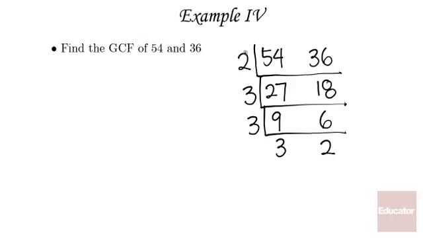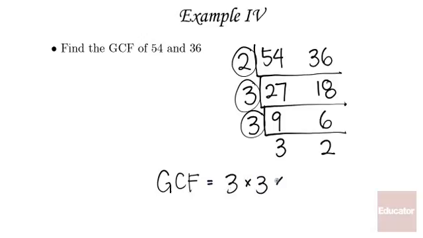That means I can take all the numbers on the side, not the bottom numbers, only the side, and I'm going to multiply them out. So the GCF is going to be 3 times 3 times 2. 3 times 3 is 9. 9 times 2 is 18. So the GCF, the greatest common factor between 54 and 36, is 18.